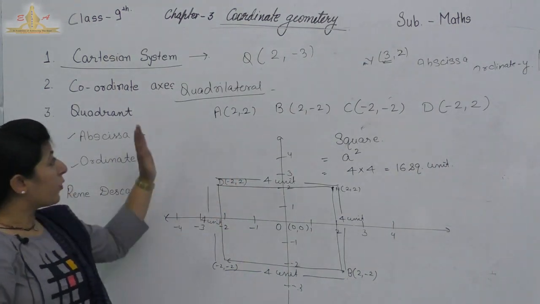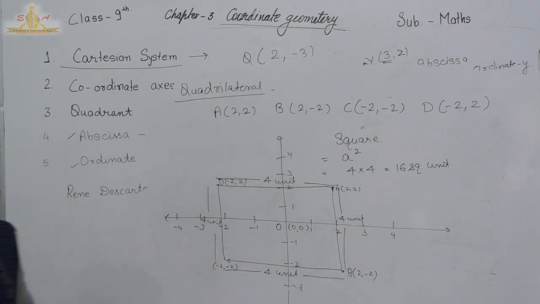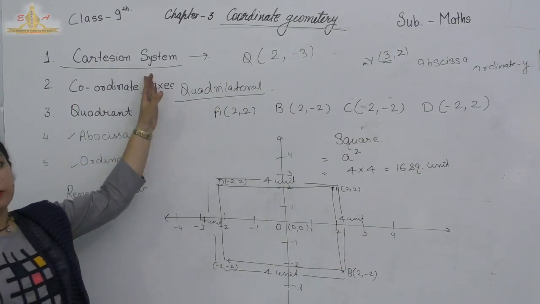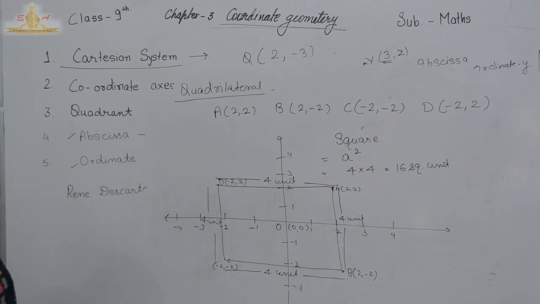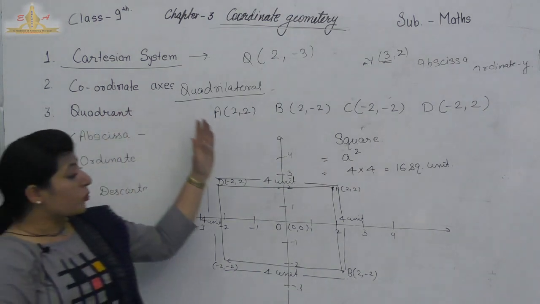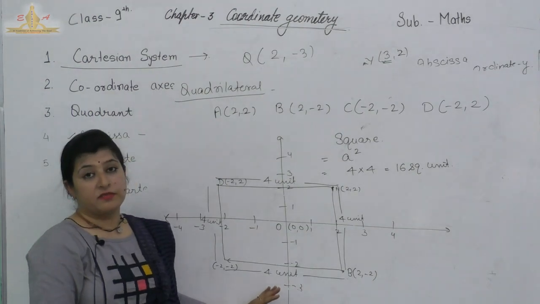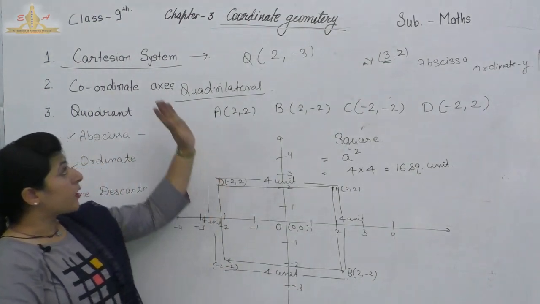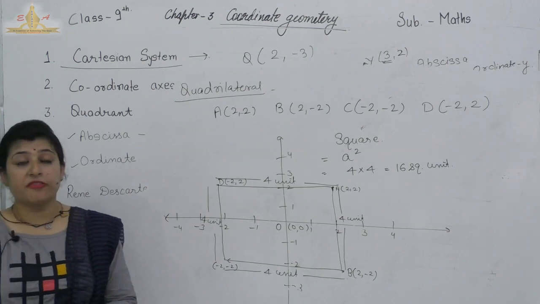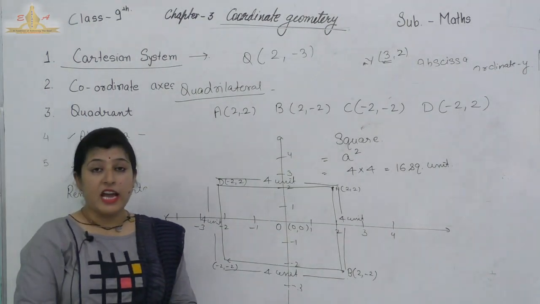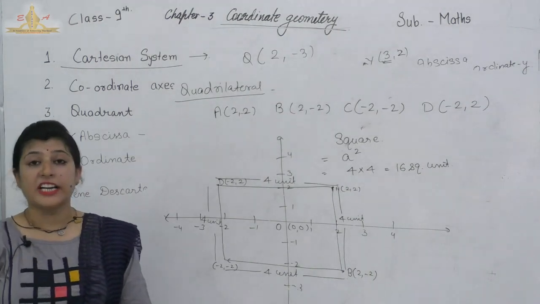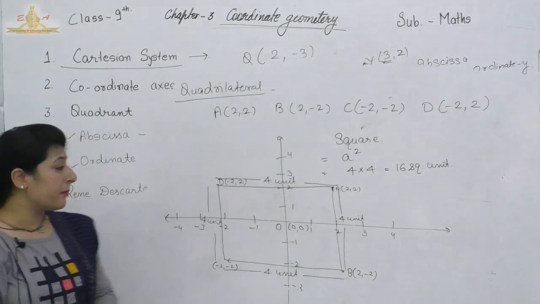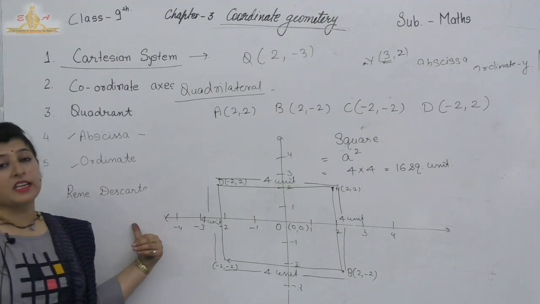So in this coordinate geometry, basically we will define what is the Cartesian system, coordinate axis, what is the abscissa, ordinates, or we can say how to plot a point on the graph, or why we describe coordinate geometry, that we want to locate any point in a plane, then we have to use the Cartesian plane, and it is given by Rene Descartes.